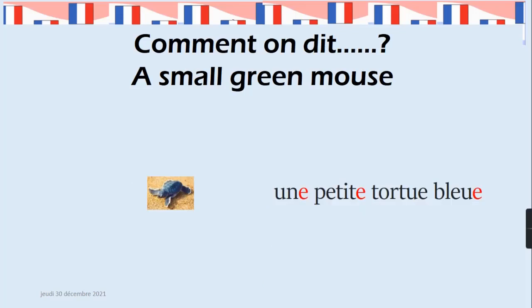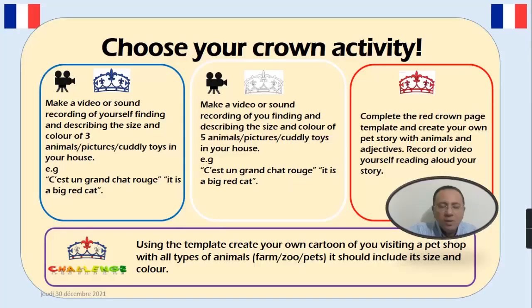Now it's the crowns time. So if you choose to do the blue or the white crown, you will have to describe the size and the color of animals. For the blue crown, you will have to do 3 sentences with 3 different animals, and for the white crown, you have to do 5 different animals. If you decide to do the red one, in this case, you will do a recording of a pet story. It could be a video or a sound recording of a pet story, where you also describe the color and the size of animals.